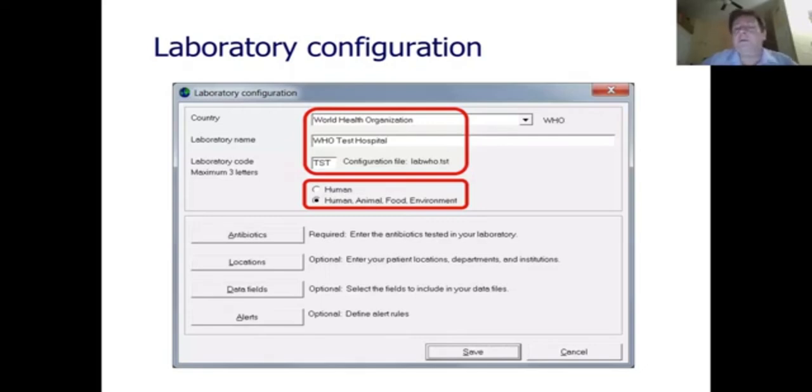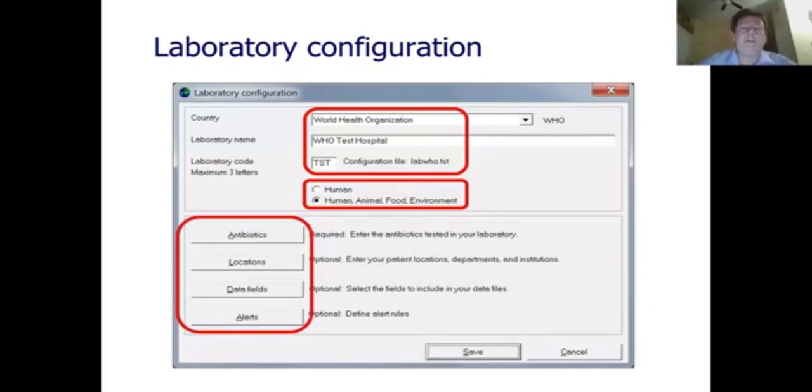But if you do a lot of food and environmental or animal testing, then choose the second option. The software is identical. It's just that if you choose food, animal, human, WHONET will give you more lists, more possibilities for data entry. Then there are four questions here on the lower left-hand side. Only the first one is required.